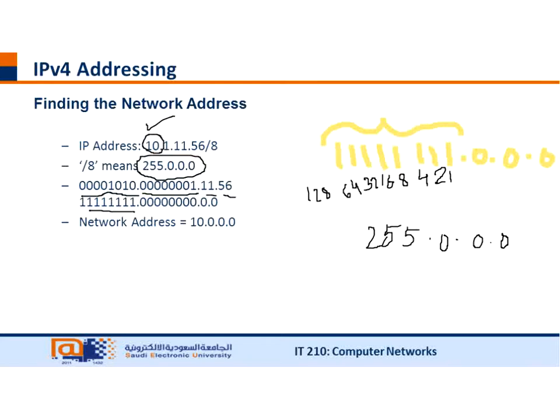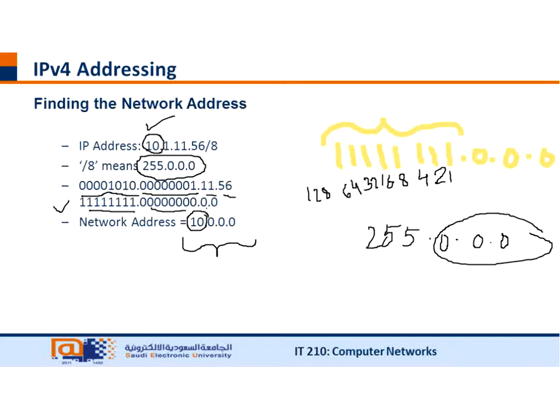Now you see, this is 10, this subnet mask, this is 1. So the network address will be 10, okay? And the rest of the bits are 0.0.0.0. So here you have 1 in the IP address, you have 1, you have 11, you have 56. Now if you perform the ANDing operation, obviously anything multiplied by 0 is 0. So the network address will be 10.0.0.0.